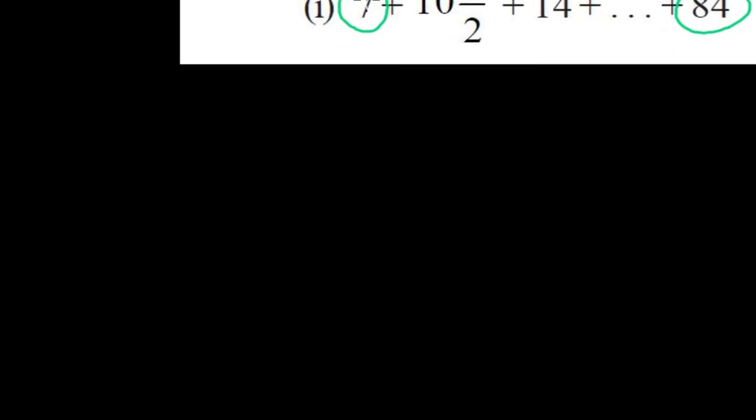Hi friends, here is another type of problem of sum of n terms. In this problem we have to find out the sum of this arithmetic series where the first term is 7 and the last term is 84, right? And we can easily calculate the common difference also. So let's first write whatever we have got.